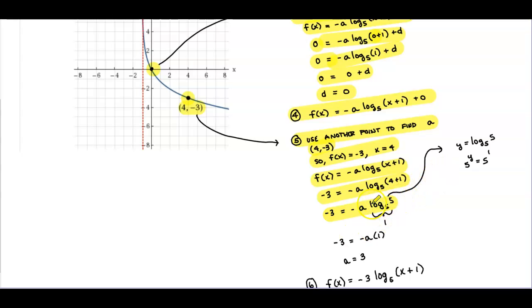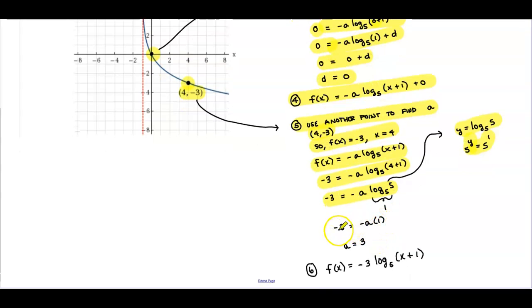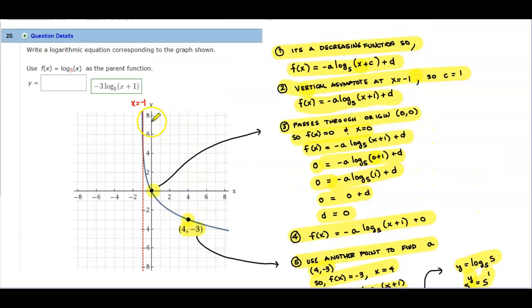So if we evaluate the log of base 5 of 5, let's rewrite that in terms of an exponential expression. y is the exponent on base 5 to get 5, and that's 5 to the 1. So basically this log of base 5 of 5 becomes 1, and that's 1 times negative a, which is equal to negative 3, and therefore a is going to equal 3. And now we have our function, f of x, which is equal to negative 3 times the log of base 5 of x plus 1.